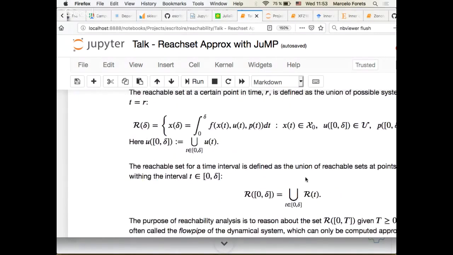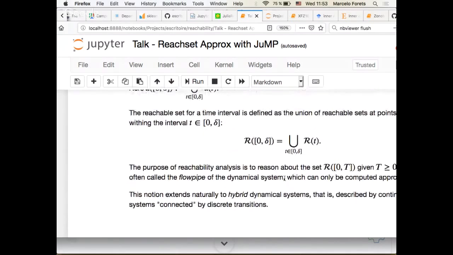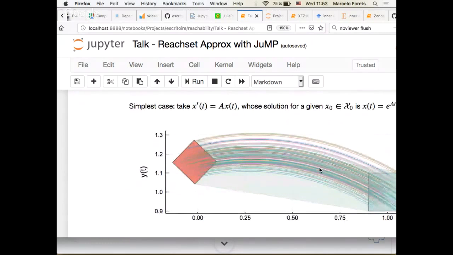This notion also extends to hybrid systems, and hybrid systems are those in which you have the continuous ODEs, and they are interrupted by discrete transitions. What I'm going to explain here also applies to that more general setting. If you want to think of the simplest case, then you have x dot equal a times x. You take an initial set X0, and then you apply the solution, which is e to the power of a t, and then you arrive at this point.